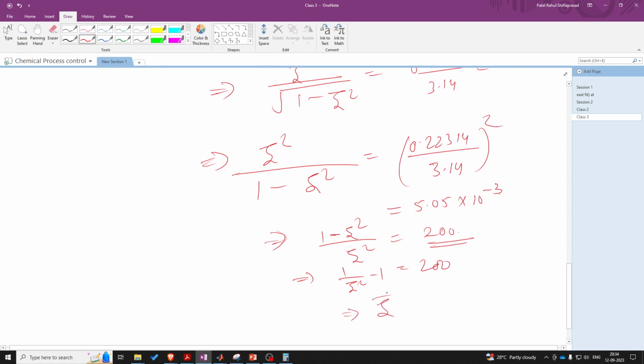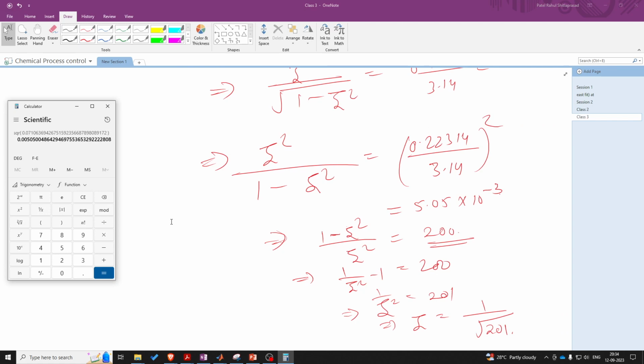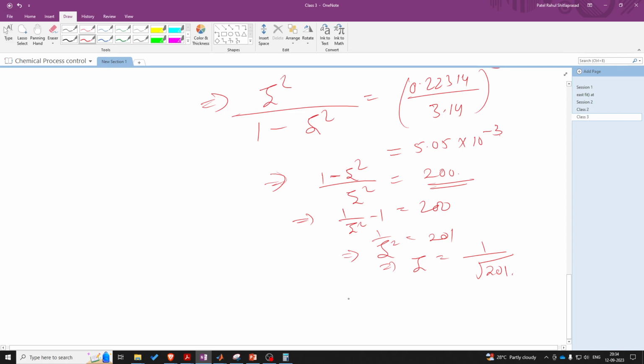Then 1 upon zeta square will become 201. Then zeta will become 1 upon under root of 201. That is, under root of 201 is about 14, so that is 1 by 14. So approximately it comes around 0.0714, the value of the damping coefficient. Let's just call it 0.07.